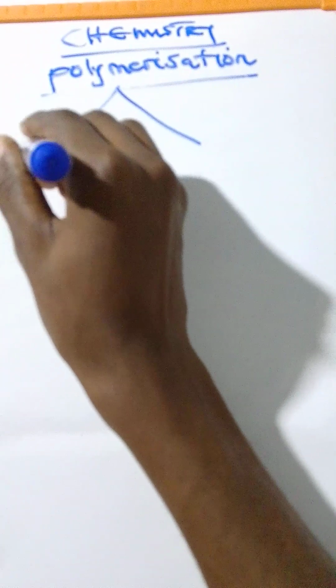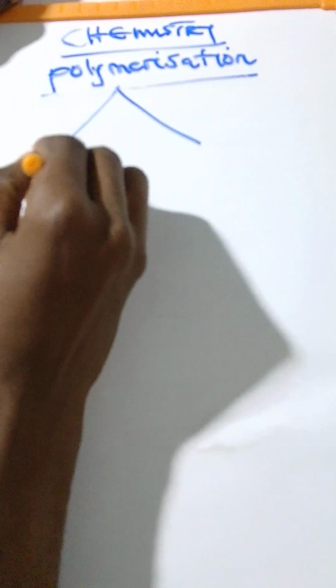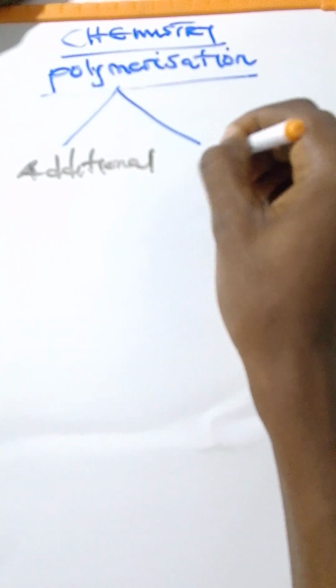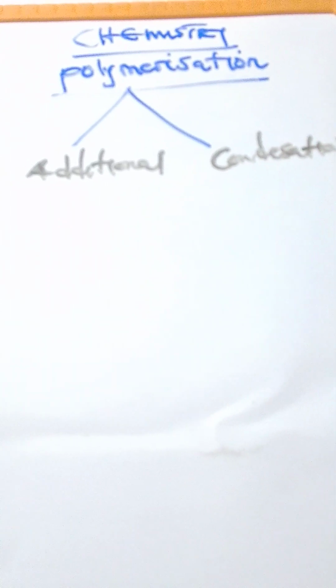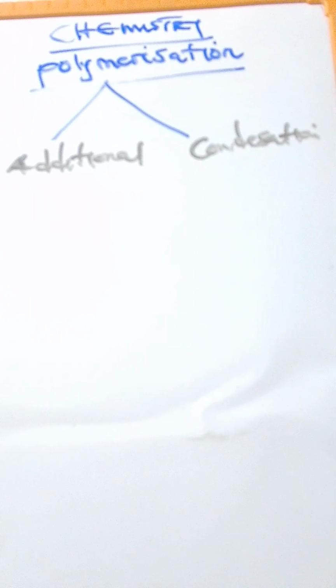So from this definition, we'll say we have two types of polymerization. Number one, we have addition polymerization, and the other is condensation polymerization. So we have addition, then we also have condensation. Okay, so addition and condensation polymers, that's what we have.